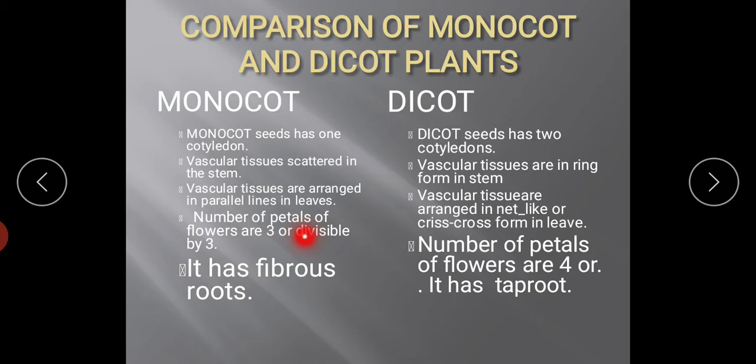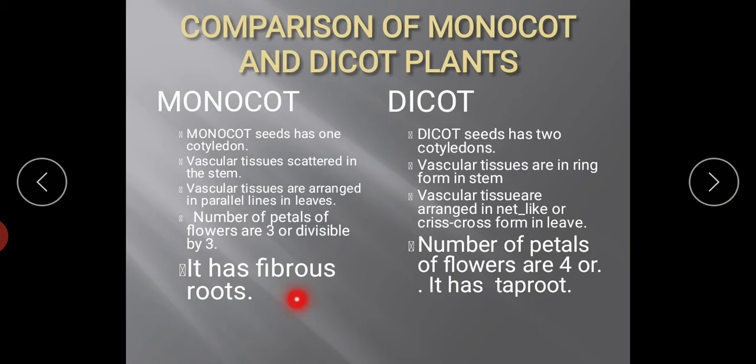So the number of petals in monocot flowers is 3 or a number divisible by 3, while the number of petals in dicot flowers is 4 or 5, or a number divisible by 4 or 5. So the petal number in dicot flowers may be 4 or 5, or more, a number divisible by 4 or 5, and the number of petals in monocot is 3.